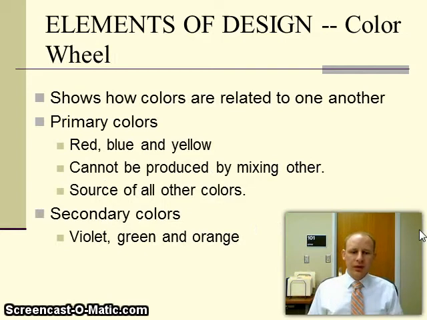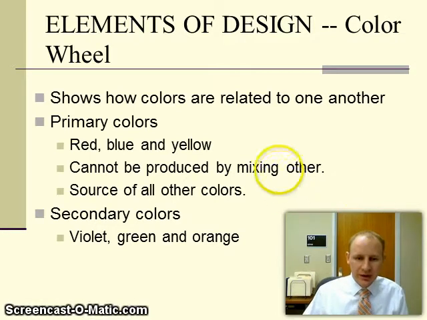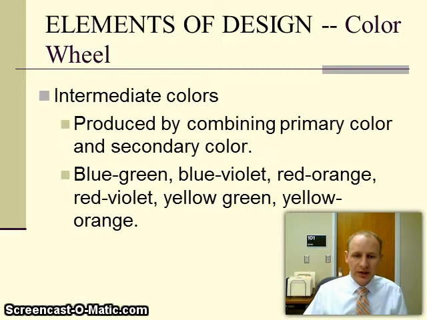In the color system, we have a color wheel that shows how the colors are related to one another. We have primary colors, which are red, blue, and yellow. Primary colors cannot be produced by mixing other colors, and those 3 colors are the source of all other colors. Then we have secondary colors of violet, green, and orange, which are produced by combining primary colors. From there we can go even further to intermediate colors, which are produced by combining a primary color and a secondary color.